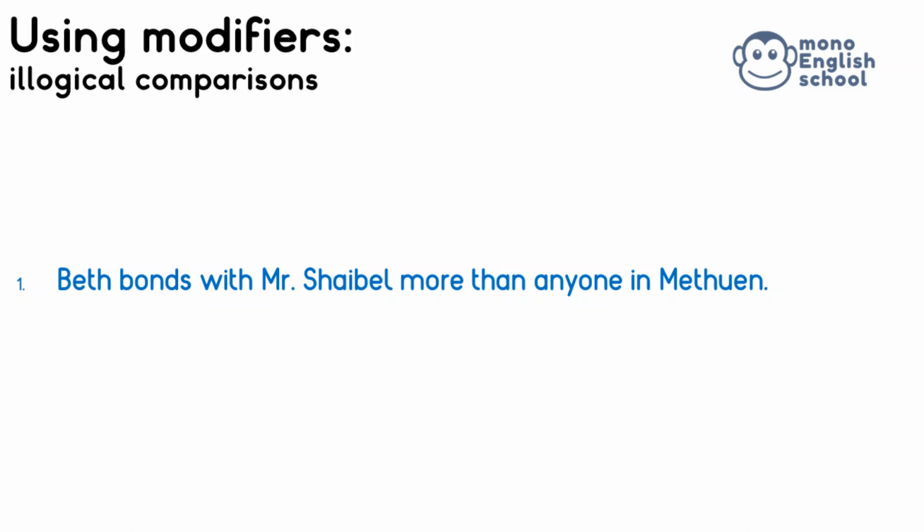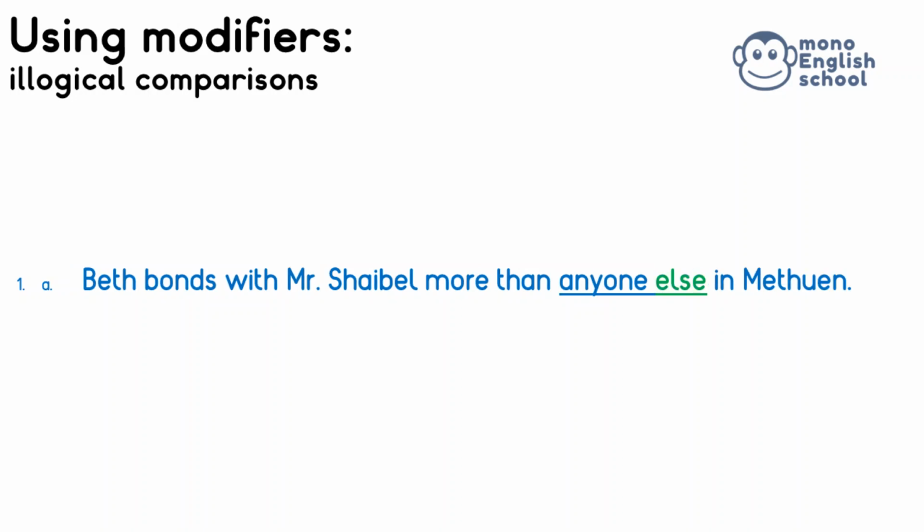Beth cannot bond with Mr. Scheibel more than he bonds with Mr. Scheibel. There are two ways to correct such an error. The first way is to simply add the word else following the pronoun anyone. Now we have Beth bonds with Mr. Scheibel more than anyone else in Methuen.